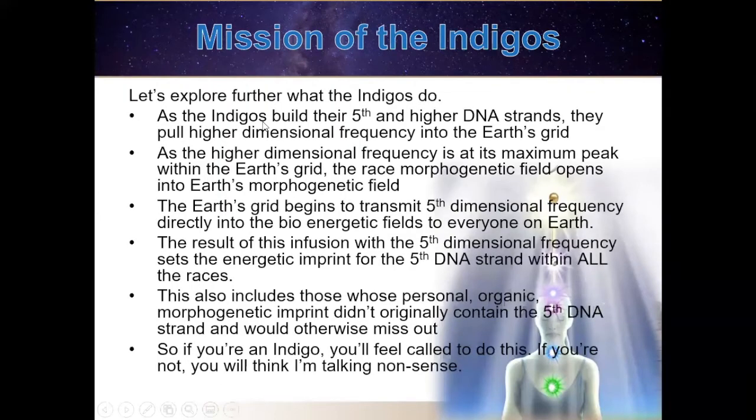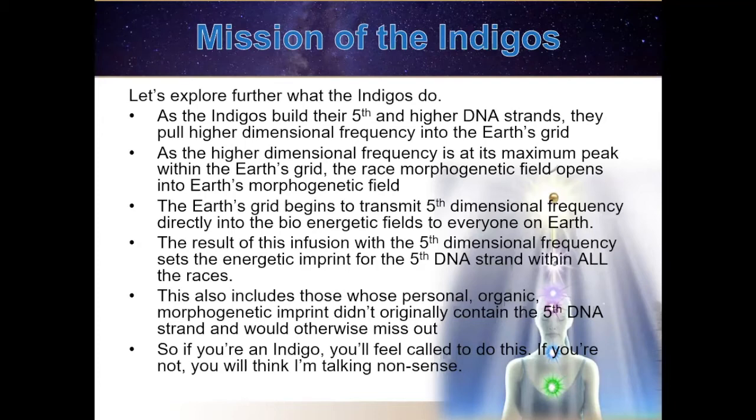Okay, now let's explore further what the Indigos do. With their fifth and higher DNA strands, they pull higher dimensional frequency into the Earth's grid. As the higher dimensional frequency is at its maximum peak within the Earth's grid, the race morphogenetic field opens into Earth's morphogenetic field. And as we mentioned, the morphogenetic field is the auric field or your higher light body existing beyond your physical. So basically what it's saying here is when the Indigos build their fifth and higher DNA strands, then they will pull higher dimensional frequency into the Earth. And as the higher dimensional frequency is at its maximum peak in the Earth's grid, the morphogenetic field will open within Earth's. The Earth's grid begins to transmit fifth dimensional frequency directly into the bioenergetic fields of everyone on Earth.